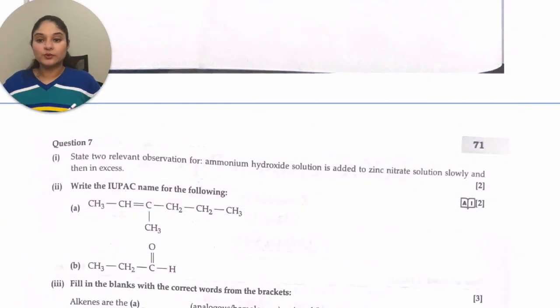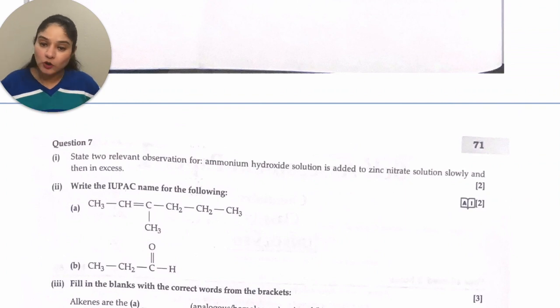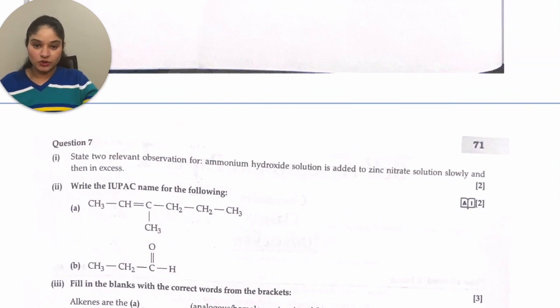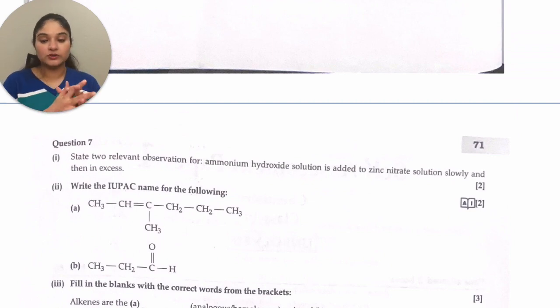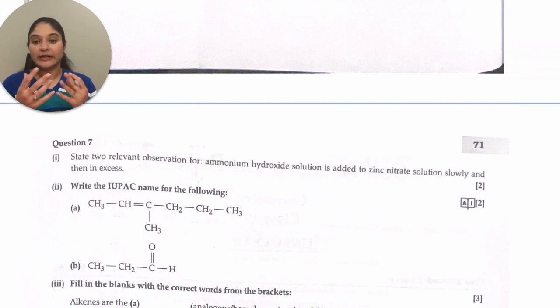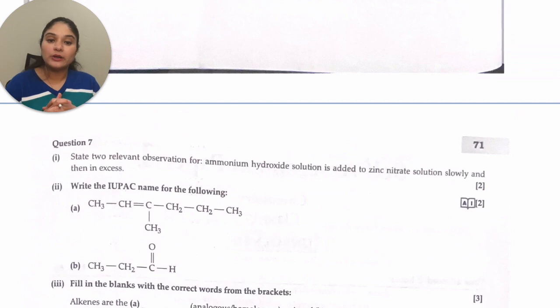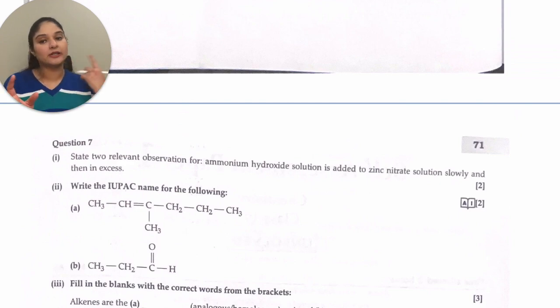Okay students, let's move to question number 7. State two relevant observations when ammonium hydroxide solution is added to zinc nitrate solution slowly and then in excess. When you add it slowly, you get a white precipitate because it is zinc. So when you have zinc, you get a white precipitate of zinc hydroxide, Zn(OH)2. Then as you keep adding the solution in excess, that is, as you increase ammonium hydroxide and reach excess, this particular precipitate dissolves. So that is your observation. First observation is that you get the precipitate. Second observation is it gets dissolved in excess.